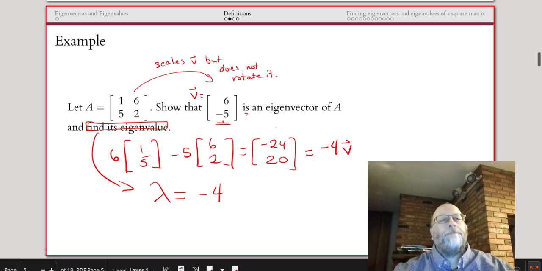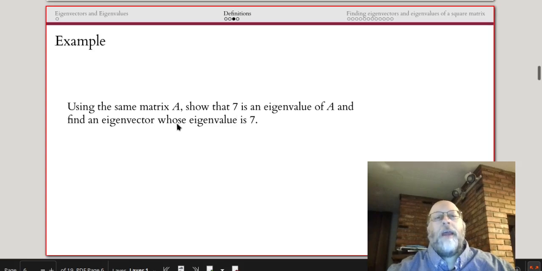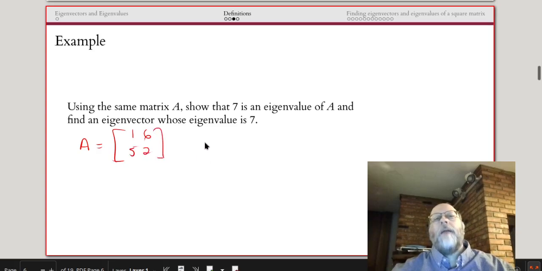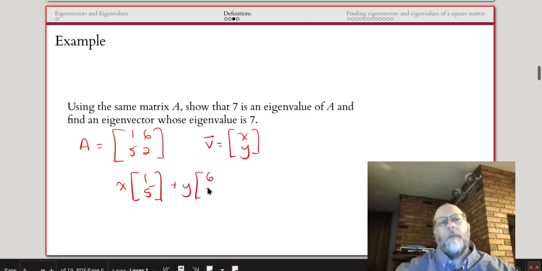Let's try another example. Using exactly the same matrix A, show that 7 is an eigenvalue of A and find an eigenvector whose eigenvalue is 7. So the matrix we were looking at is 1, 6, 5, 2. And this time I'm not telling you what the vector is. I'm just going to call it xy. But if I apply this vector to this matrix, x times the first column and y times the second column, then the answer is an exact multiple. In fact, it's 7 times the vector we started with, 7x and 7y.